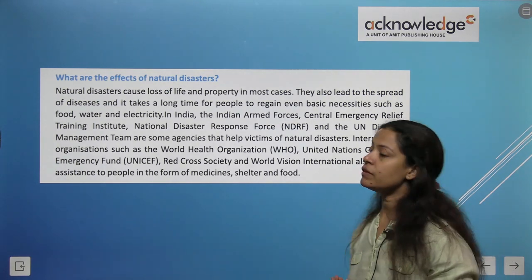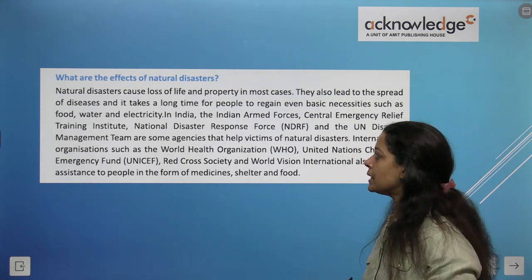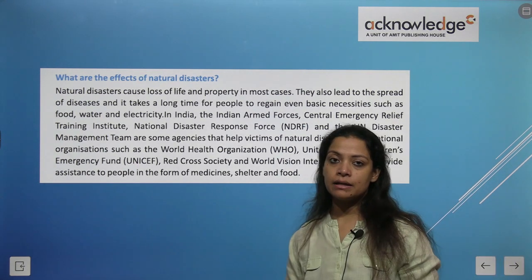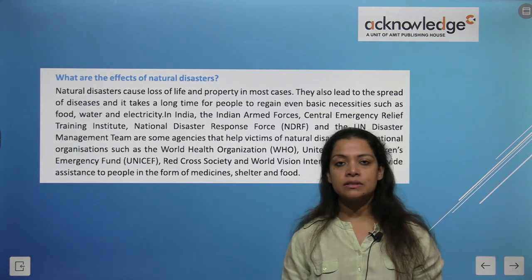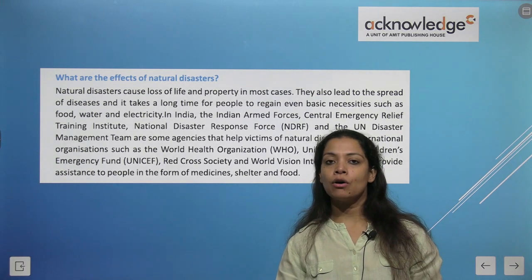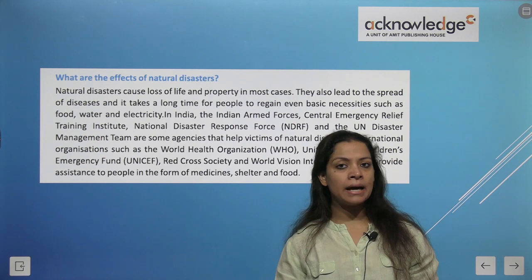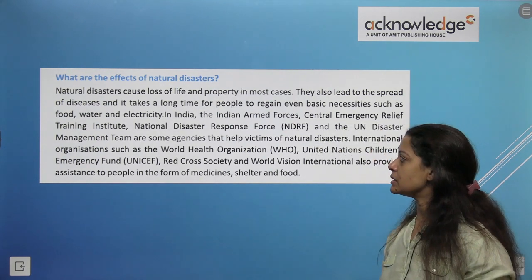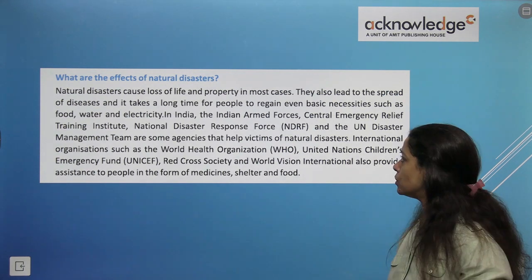What are the effects of natural disasters? Natural disasters cause loss of life and property. What happens because of natural disasters? They have a bad impact on the lives of people, on animals, on living organisms and properties. They also lead to the spread of diseases and it takes a long time to cure them.